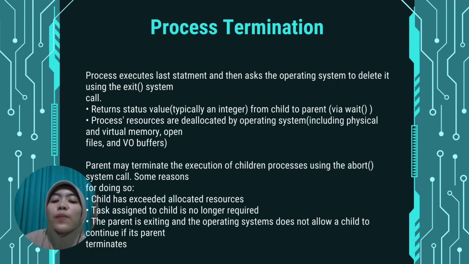In summary, process termination involves the completion of process execution, release of allocated resources, and proper handling by the parent process or the operating system to ensure system stability and resource efficiency. Understanding process termination is essential for effective process management in operating systems.